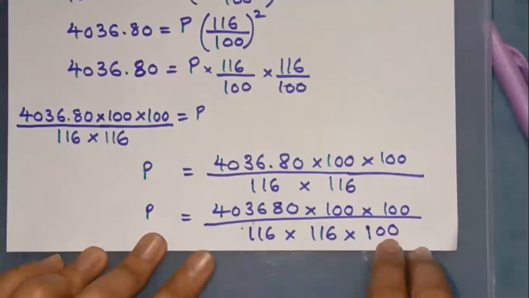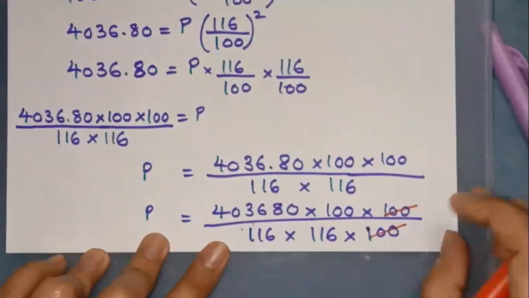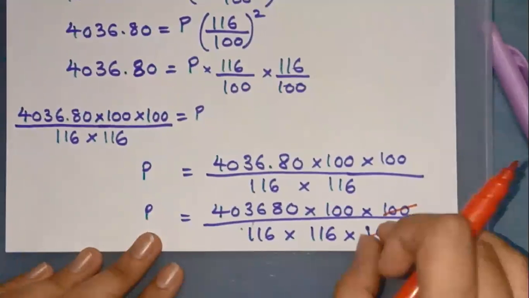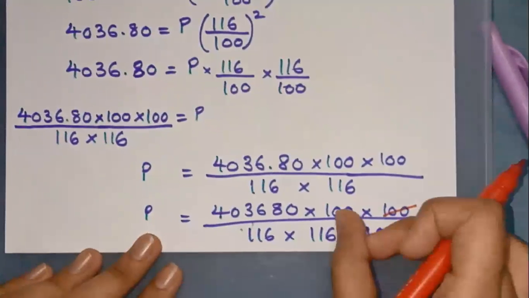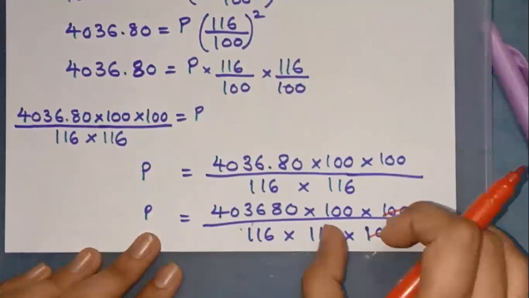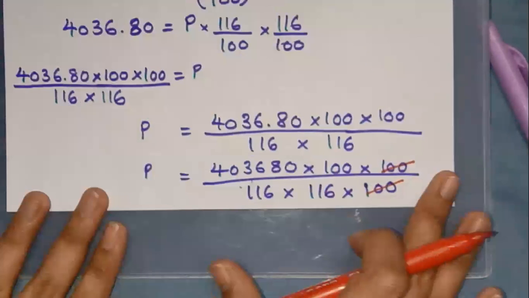Now as you can see, I can cancel this 100 with this 100, right? And I can cancel these two. Can I or not? I can. So I will show you this calculation in much detail ahead.